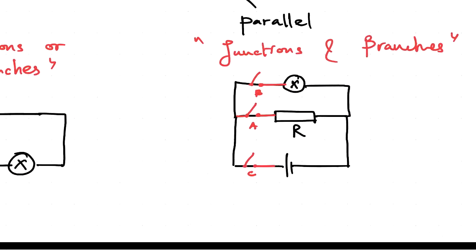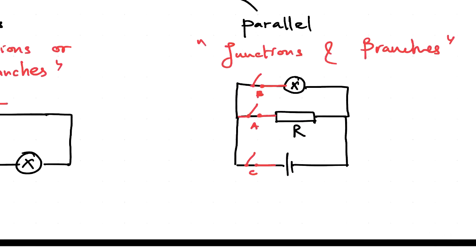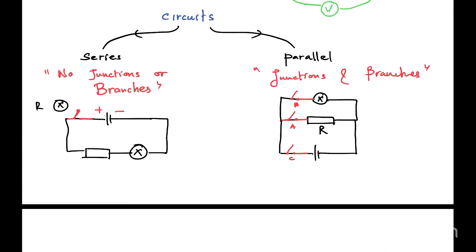But in this case, what will happen? Just imagine this bulb blew off, right? So what will happen? It doesn't affect the R. The reason is it is on a different path, right? So in this path, you won't be getting any current, but all the current will be flowing in this path. So therefore, this bulb is not going to be working, but this resistor is going to be working, right? So get the idea properly, the difference between the series configuration and the parallel configuration, right?